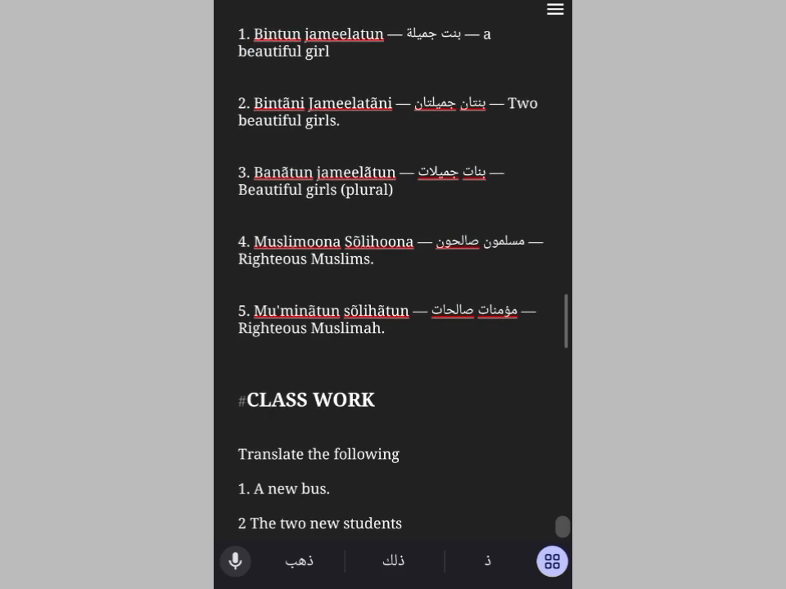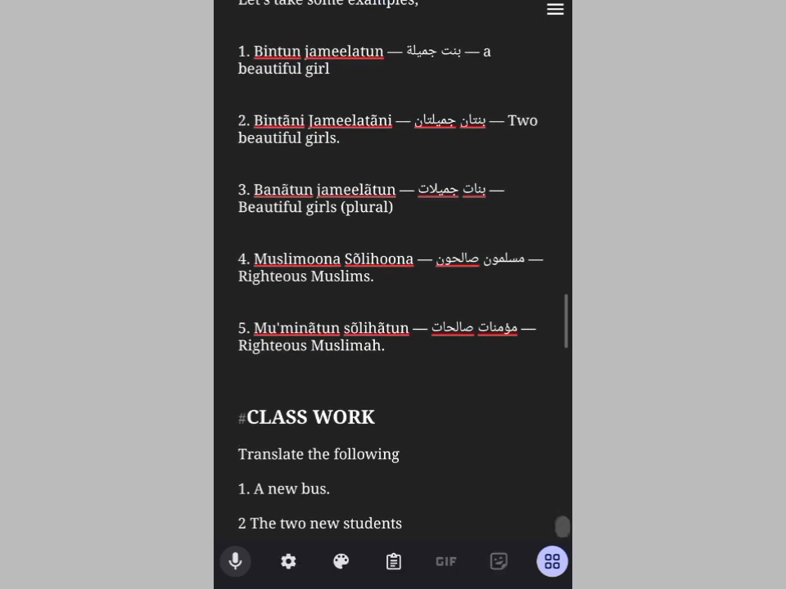Now this is a classwork for you. Try to attempt it. Classwork. We have you translating this: a new bus, the two new students. Please discuss. Ensure to answer this question in the comment section for correction.